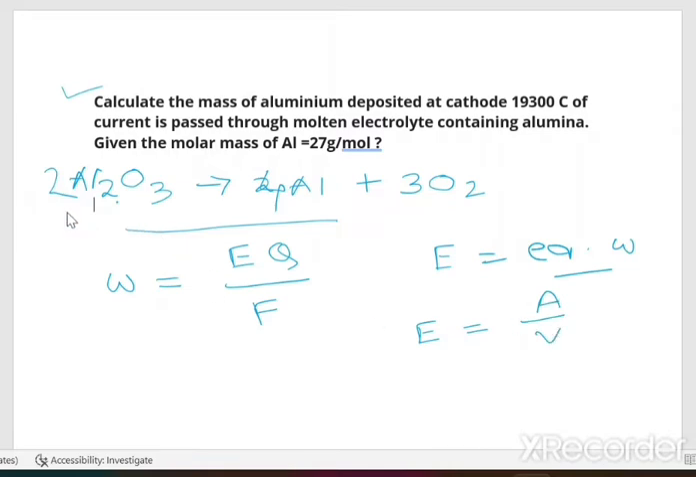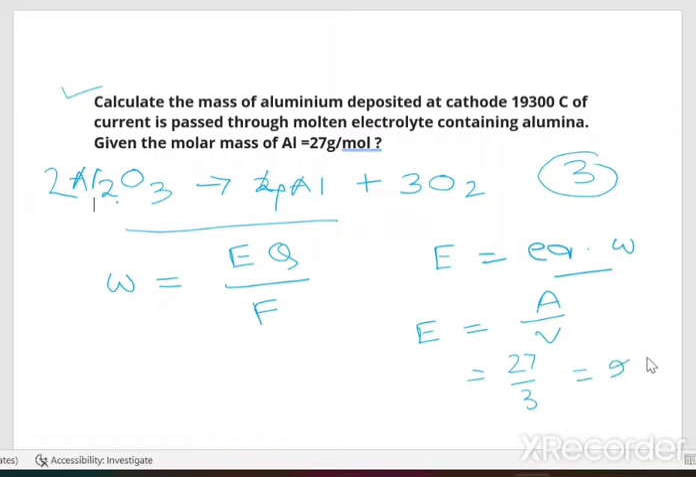So what is the valency of aluminum here? The valency of aluminum is always 3. Remember that, always 3. Aluminum is 3 plus, and the valency of oxygen is 2. Since the molar mass is given, just 27 divided by 3, so it will be 9.